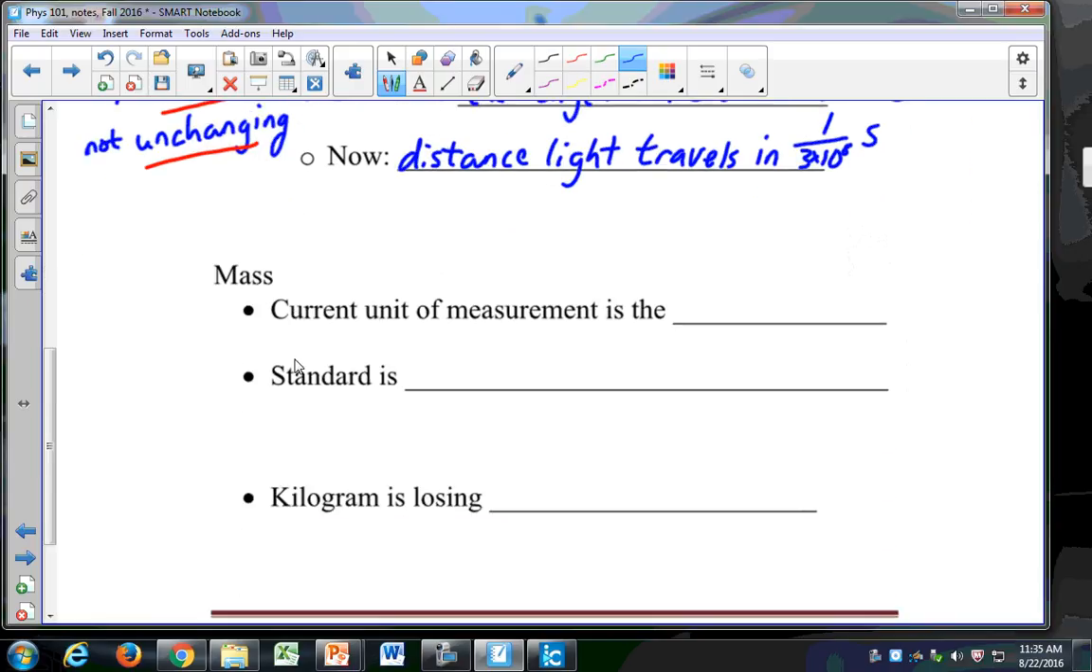Mass, on the other hand, has not progressed in quite the same way. The current unit of measurement for mass, remember MKS? I said this earlier if you recall. What is the unit for mass? The kilogram, right.